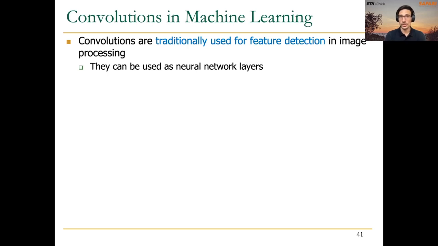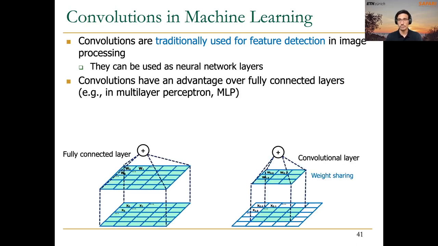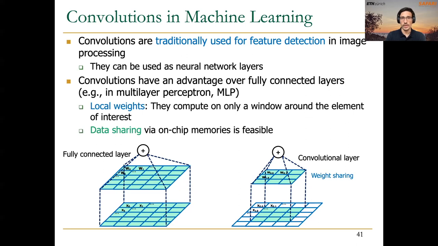Convolutions have been traditionally used for feature detection in image processing, but they can also be used as neural network layers. And they actually have certain advantages with respect to fully connected layers that were used in multi-layer perceptron neural networks, for example. As you can see in the figure, a fully connected layer requires, in order to compute each element of the output, access to all elements of the input, applying the corresponding weights of the mask and then performing multiply accumulate operations.